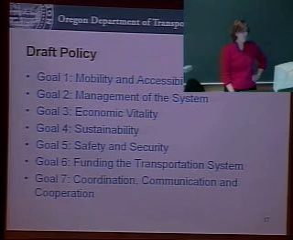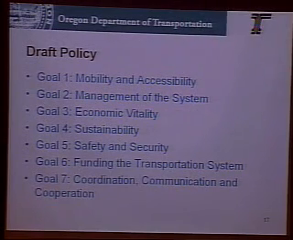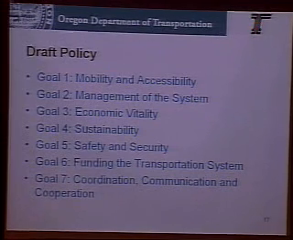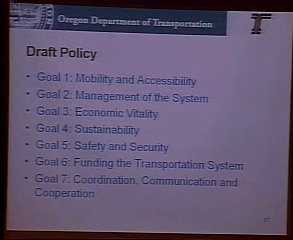In terms of the draft policy, this is the framework. We have developed language for goals 1 through 5. We're just still in the process of analyzing the financial aspect and have yet to develop goal 6 and goal 7. But let me just speak a little bit about the direction of the policies.